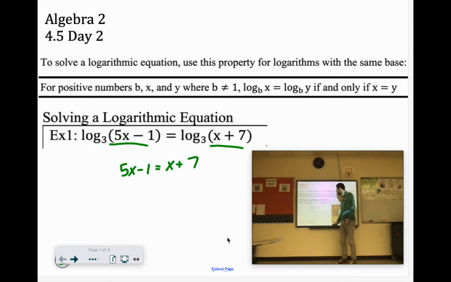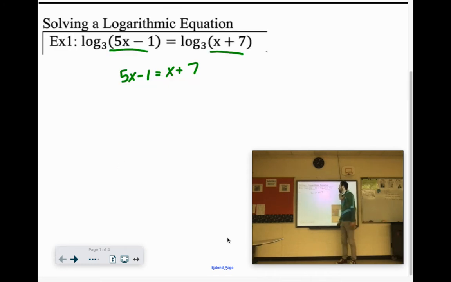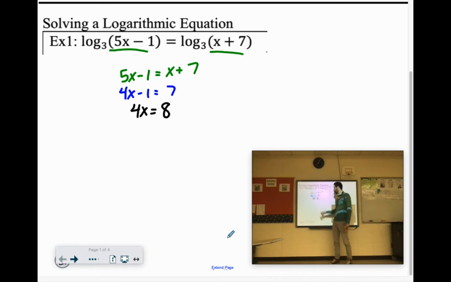And this is a pretty darn easy equation to solve. Subtract an x from both sides, 4x minus 1 equals 7. We'll add 1 to both sides, 4x equals 8. And then we'll divide by the 4, which would give us x equals 2.